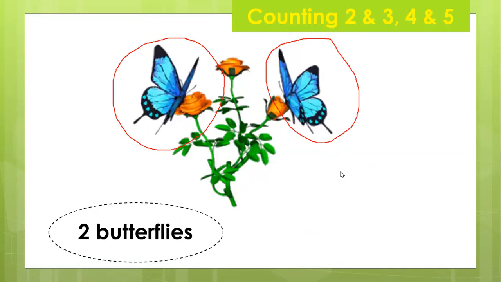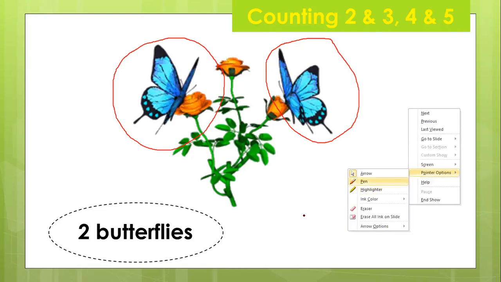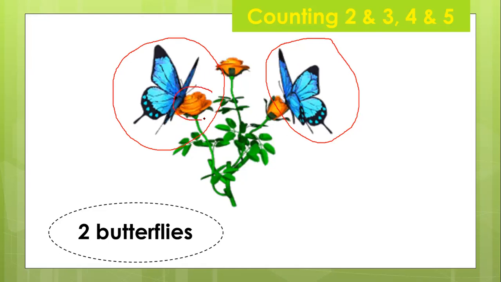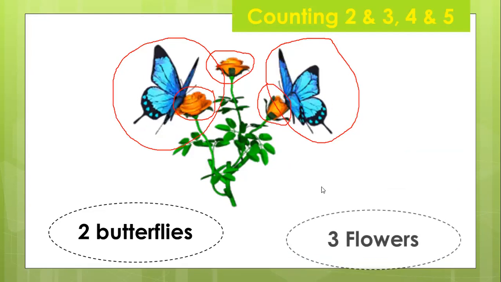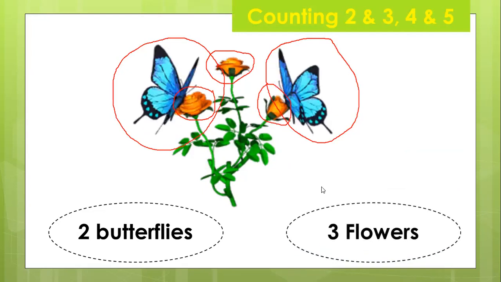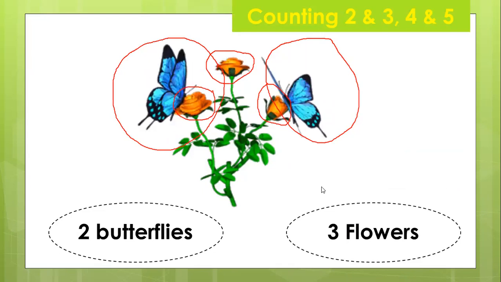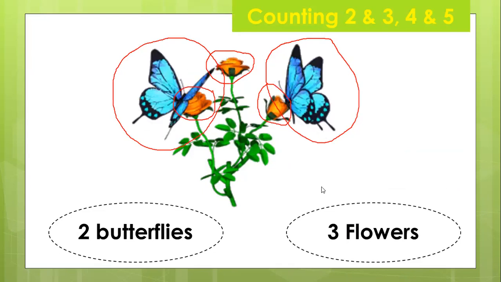See? So we put number 2. How about flowers? How many flowers are there? Okay, how many flowers? 1, 2, and 3. Yeah, there are 3 flowers. Good. So together, there are 3 flowers. Can you find that? Good.